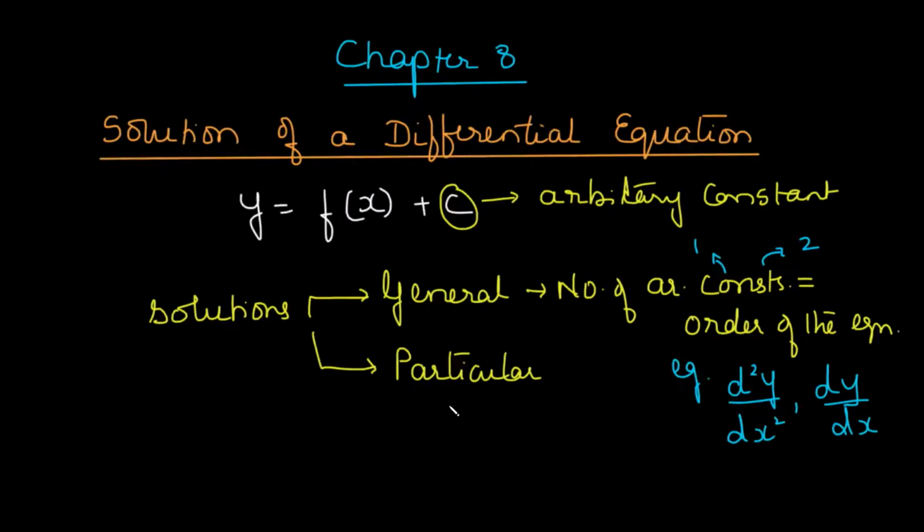Now what about a particular solution? The solution which can be obtained from the general solution by giving particular values to the arbitrary constants. We give the constants values, not c, but particular values. And then the solution becomes a particular solution. So in exercise 8.1, we are going to find the solutions of certain differential equations, and those are going to be general solutions over there.